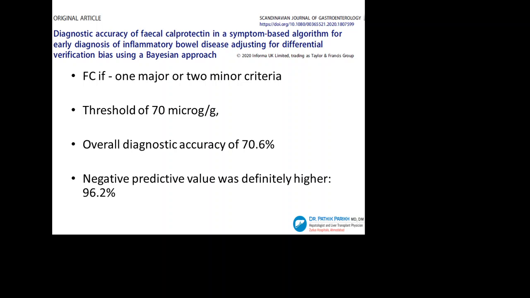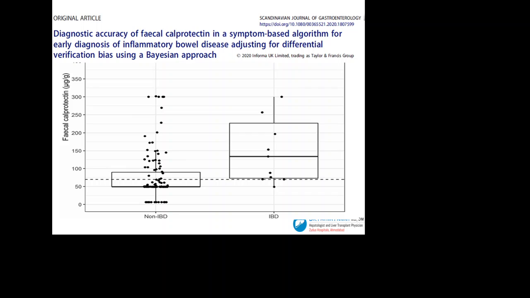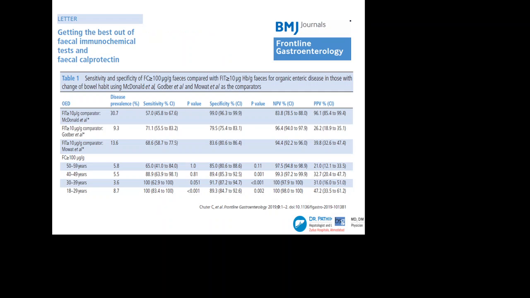The diagnostic accuracy is 70.6%. However, I will say that the negative predictive value was 96.2%. So if you select these patients and their fecal calprotectin is less than 70, there is a 96% probability that the person is unlikely to have IBD, and this is the diagrammatic representation of the same phenomenon.